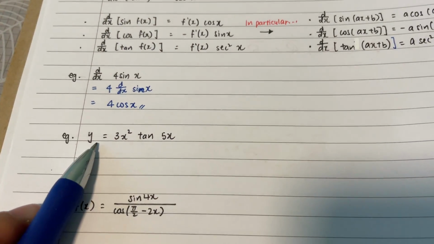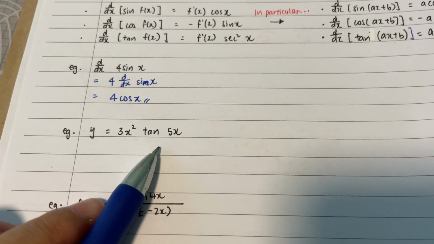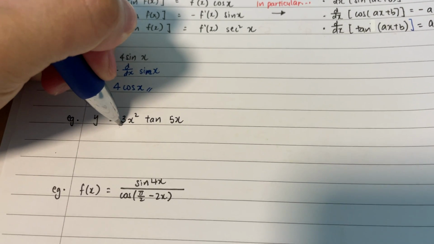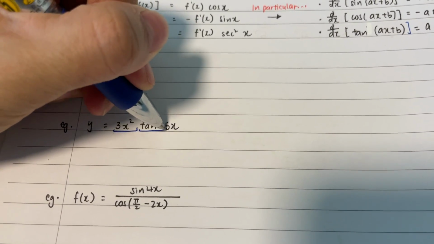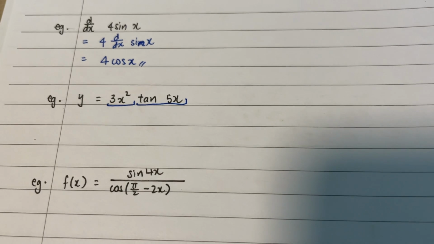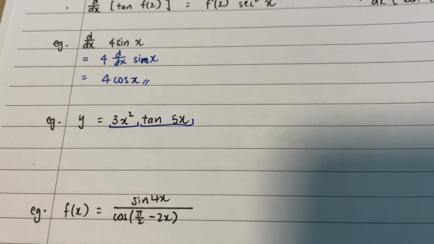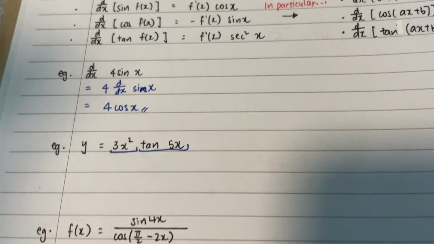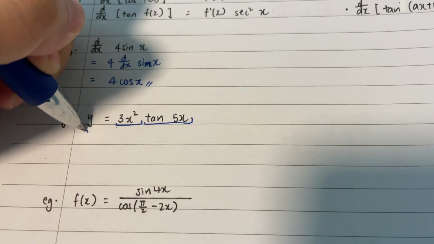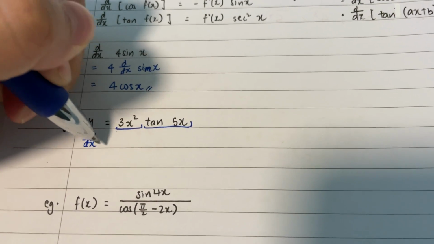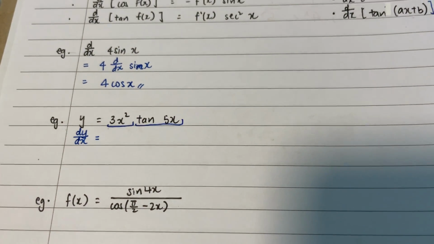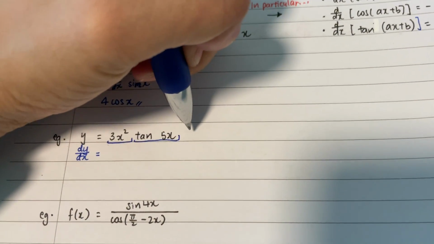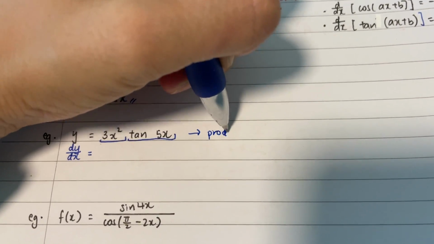Now the next one, y equals 3x squared multiplied by tangent 5x. You realize that for this particular question, to find dy dx, the expression on the right hand side is divided into two parts. You have 3x squared and you have tangent 5x, and they are being multiplied by each other. So in order to find your dy dx, you will have to recall one of the 5 rules that you have learned about differentiation earlier on in the chapter. What comes to mind will actually be the product rule.